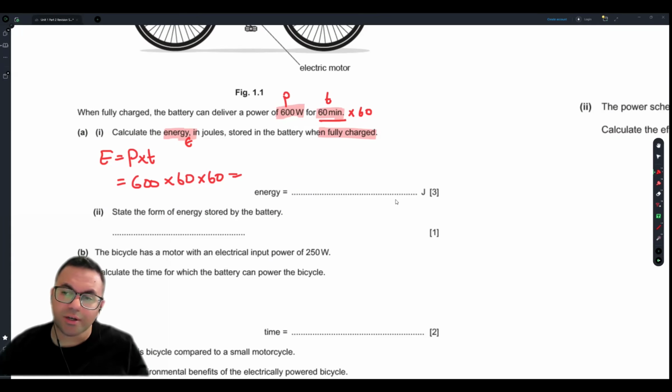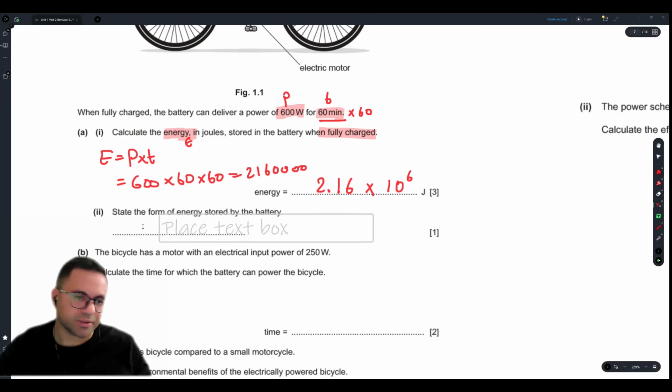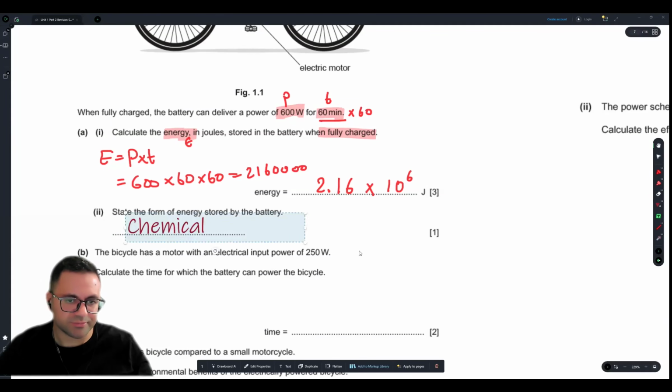Now, I'll remind you, you can write your values down as they are, or you can change them to standard form. I prefer standard form to 3 significant figures because it allows me to avoid miscounting zeros. State the form of energy stored by the battery. Inside a battery is what? Chemical energy. Easy enough.